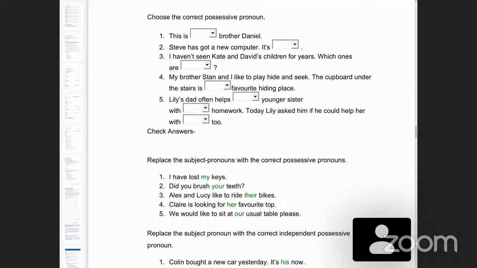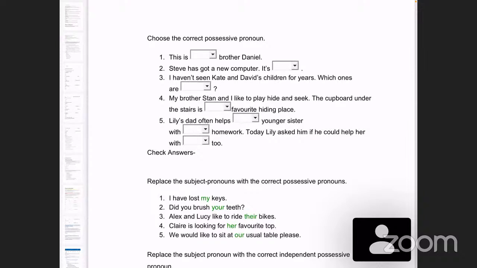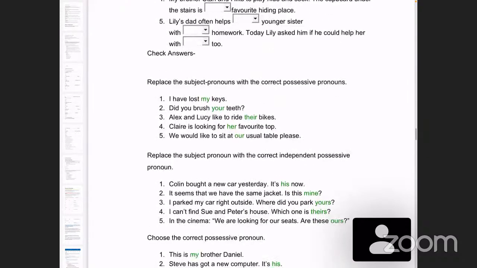Okay, so we did this. Choose the correct possessive pronoun. So please do this.